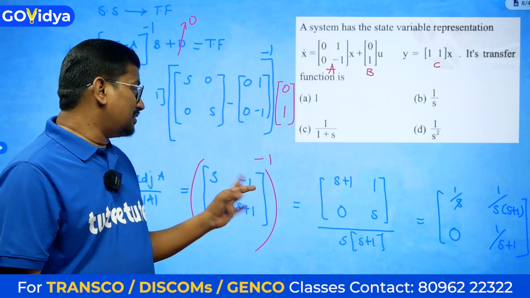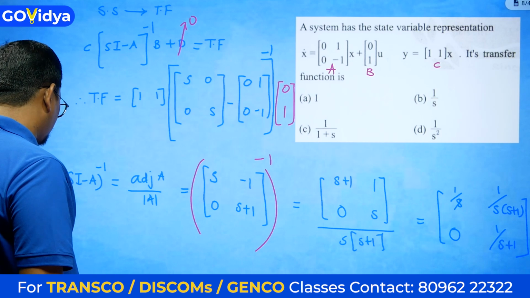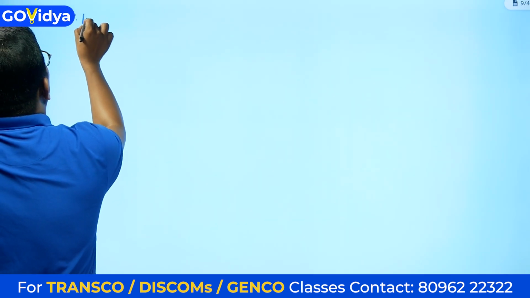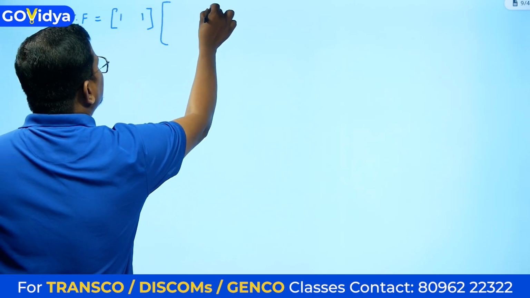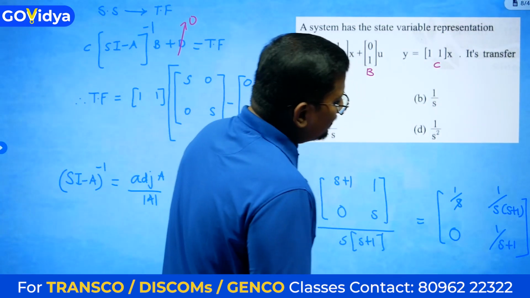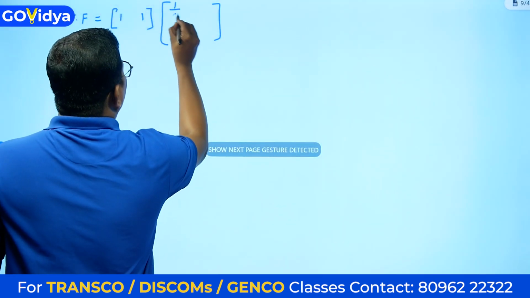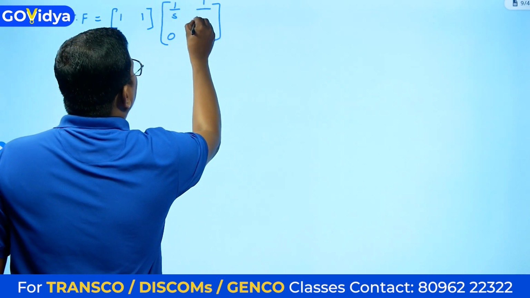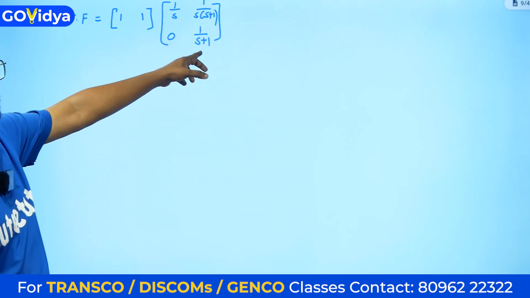Finally we got SI minus A whole inverse. Now we have to calculate this. Let me add a slide. So finally what we got? Therefore the transfer function is equal to C matrix [1 1] and SI minus A whole inverse, which is this thing: 1 by S into S plus 1, 1 by S plus 1, 0, 1 by S, 0, 1 by S plus 1, 1 by S into S plus 1. That is C into SI minus A whole inverse into B.